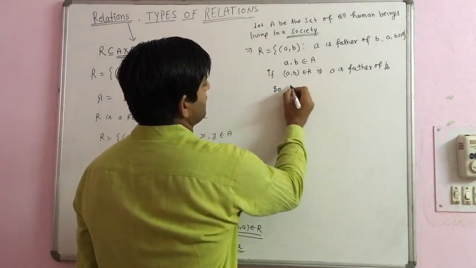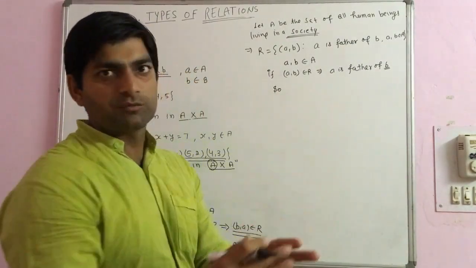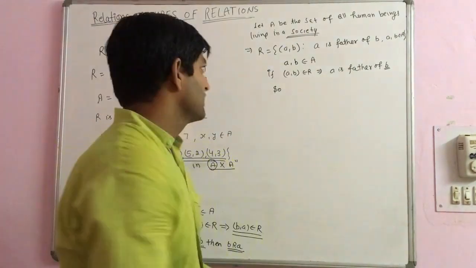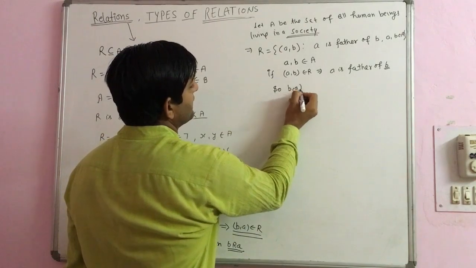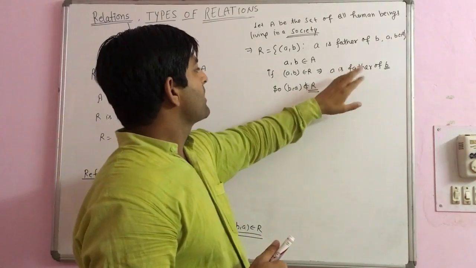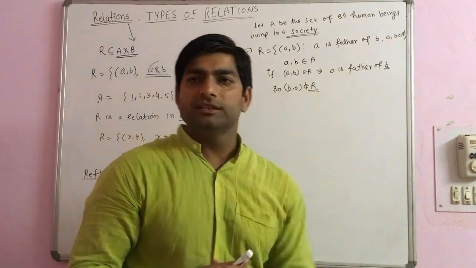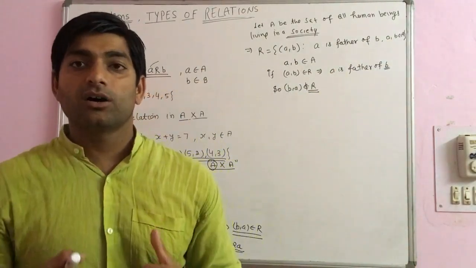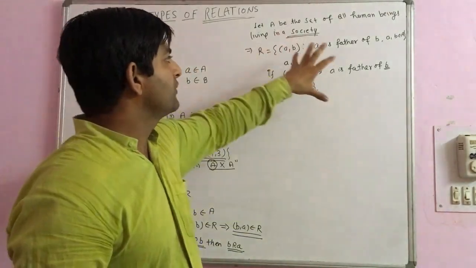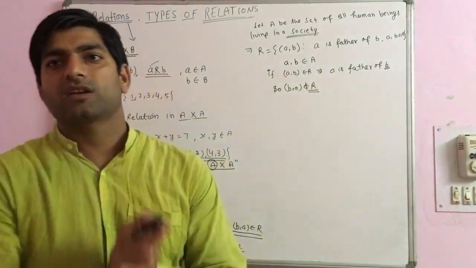So A is father of B, then B is son of A. So B cannot be father of A. So BA is not in R. That is, if we take A is father of B, then B is son of A, so BA is not in R. Hence this kind of relation is not a symmetric relation.